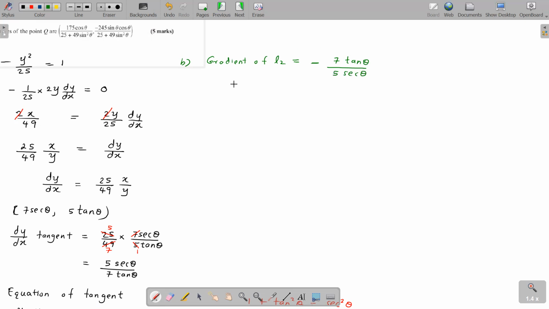And they say this line 2 passes through the origin, which means it passes through 0, 0. So then I can now get the equation of line 2, right? So the equation of line 2, or we'll say the equation of L2.